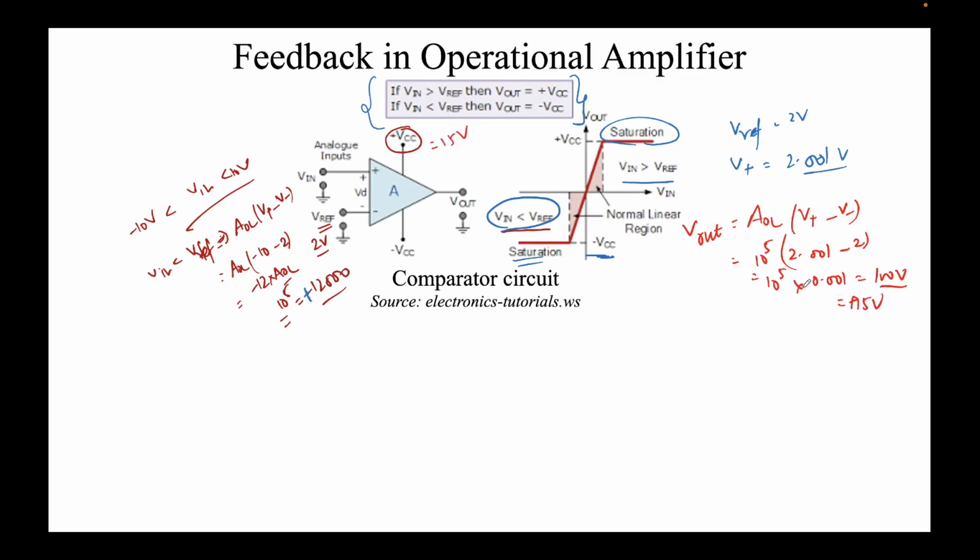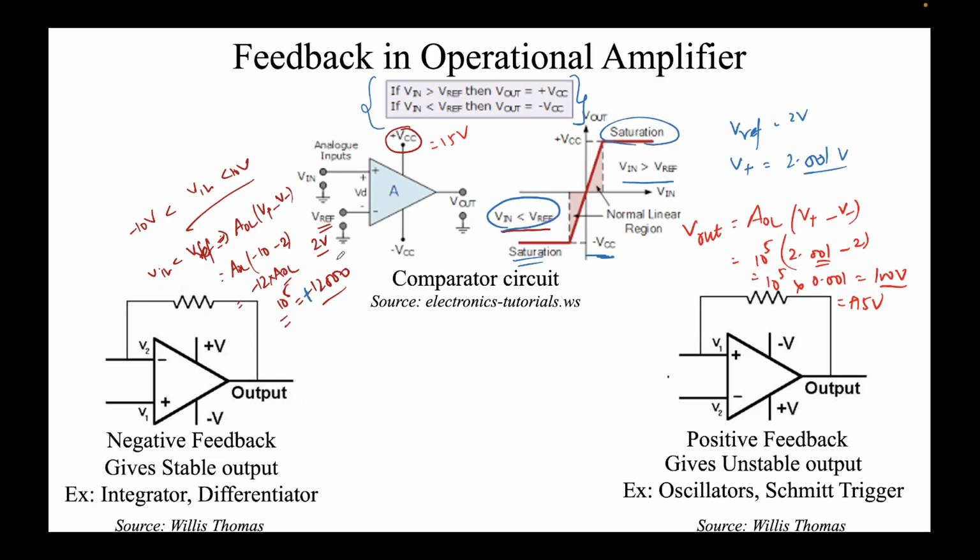Now this is a very bad comparator. This means as this 0.001 volts is noise, just due to the noise, it will saturate very suddenly. So this comparator is not a very good circuit. For comparing large values it's good, but it cannot tolerate noise. Hence we need feedback.